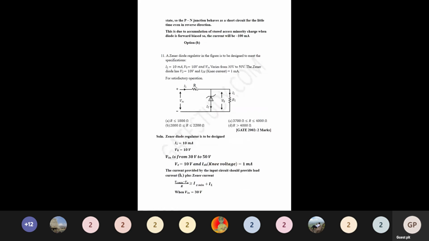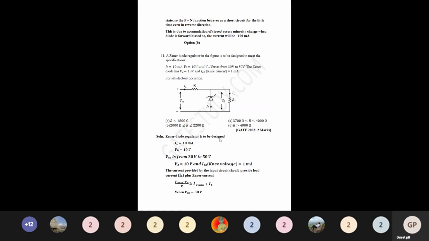Next. A Zener diode regulator in the figure is to be designed to meet the specification: IL is equal to 10 milliampere, V0 is equal to 10 volt, and Vin varies from 30 to 50 volt. The Zener diode voltage Vz is equal to 10 volt and the knee current Izk is 1 milliampere. The options are: R is less than or equal to 1800 ohm; 2000 ohm less than or equal to R less than or equal to 2200 ohm; 3700 less than or equal to R less than or equal to 4000 ohm; or R is greater than 4000 ohm.